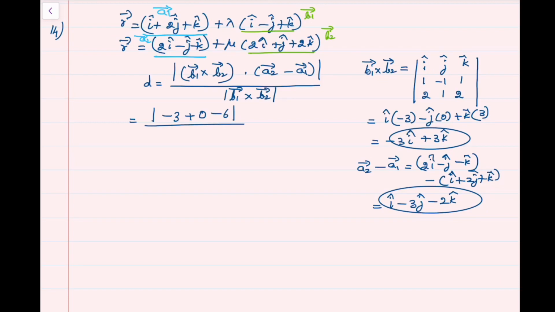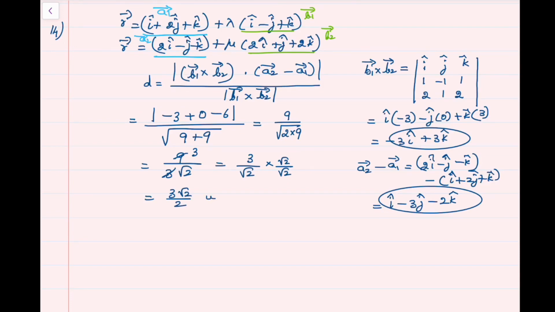Divided by magnitude of vector b1 cross vector b2, which is root of 9 plus 9, equal to 9 divided by root of 2 times 9, which is equal to 9 divided by 3 root 2. Let us cancel 3. The answer is 3 divided by root 2. Let us rationalize the denominator. Multiply both numerator and denominator by root 2. 3 root 2 divided by 2 units. This is the shortest distance between the two lines.